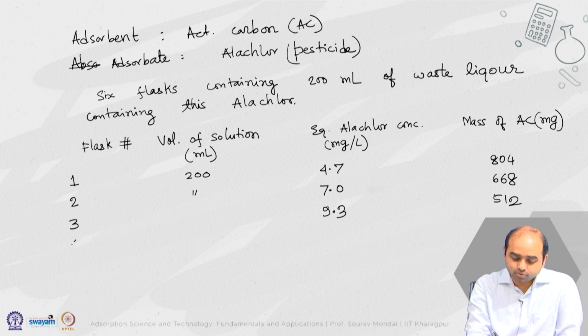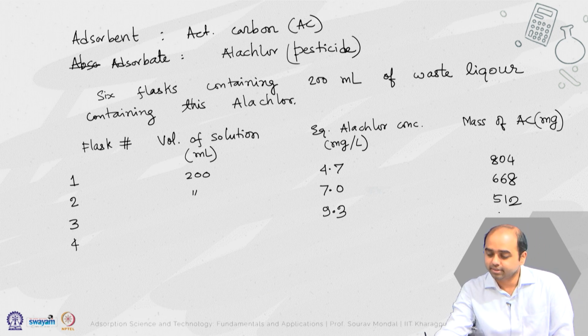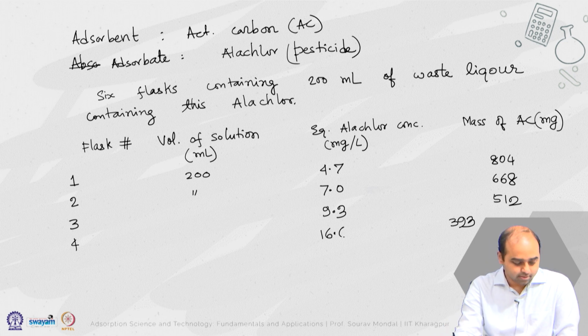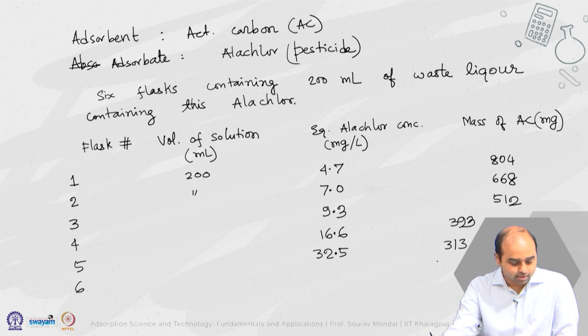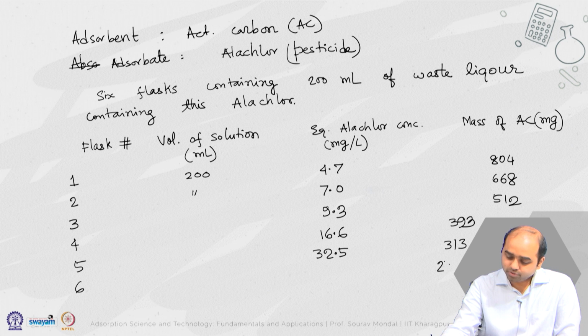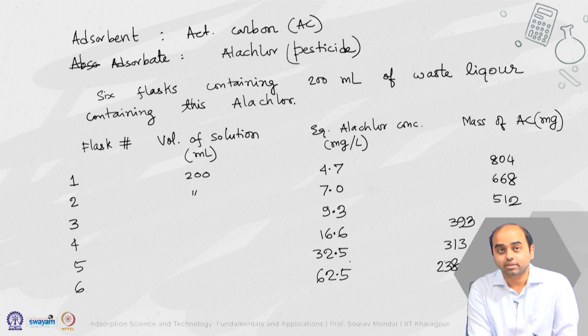Similarly, for the fourth one we have a little bit less amount. Then we have the fifth one. In all of these cases the volume of the solution is the same. We further reduce the adsorbent amount. The sixth one is reduced further, and naturally the equilibrium concentration is increased.